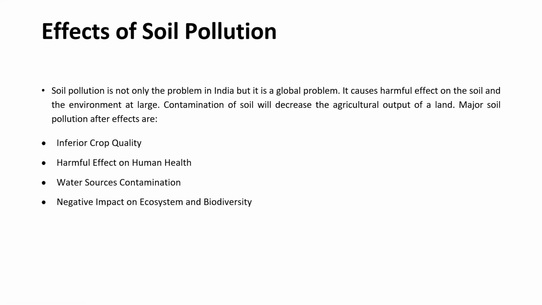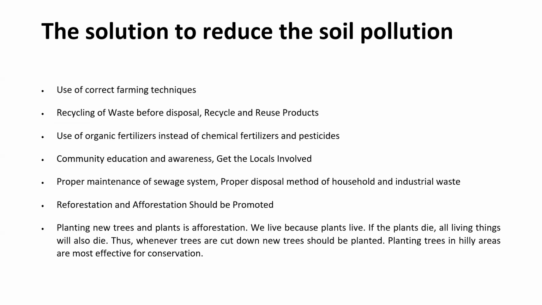So what are the effects of soil pollution? Number one, inferior crop quality. Second, harmful effect on human health. Third, water sources contamination. And number four, negative impact on the ecosystem and biodiversity. So you may get some quick production, but long-term effects are very, very bad.